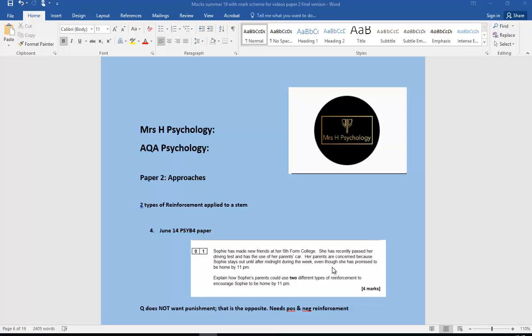Sophie's made new friends, recently passed a driving test, wants and uses her parents' car. They're concerned because she stays out late, even though she's promised to be back by 11. Explain how they could use 2 different types of reinforcement to encourage Sophie to be home by 11.